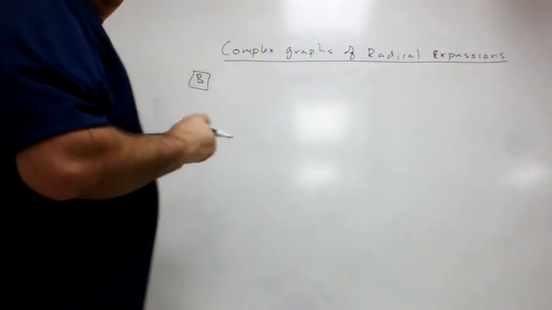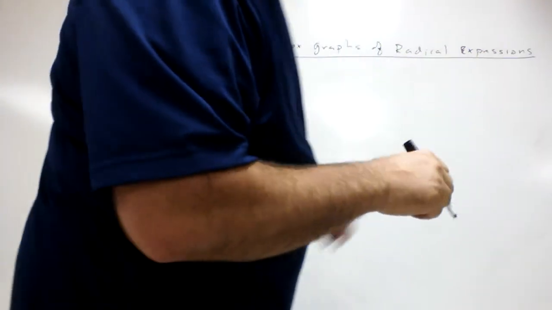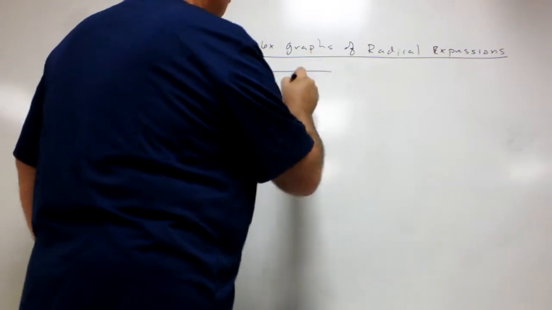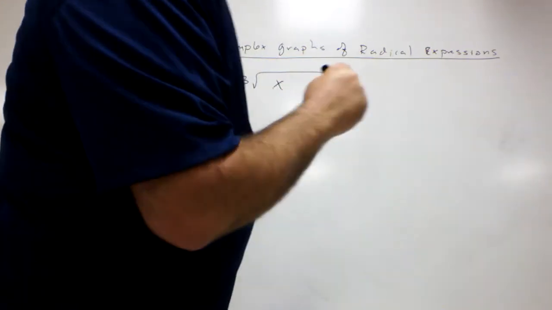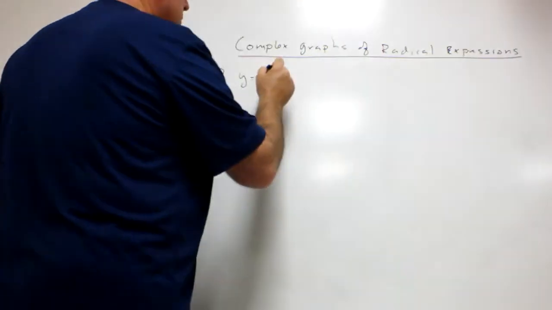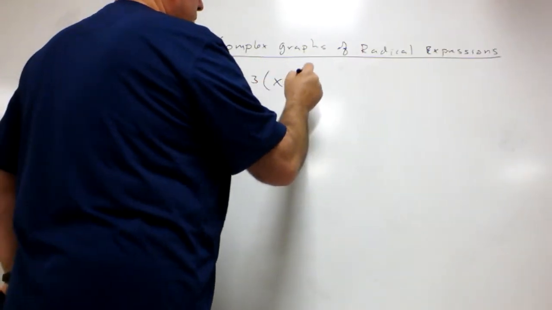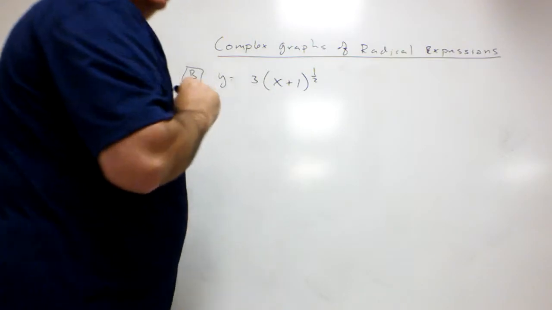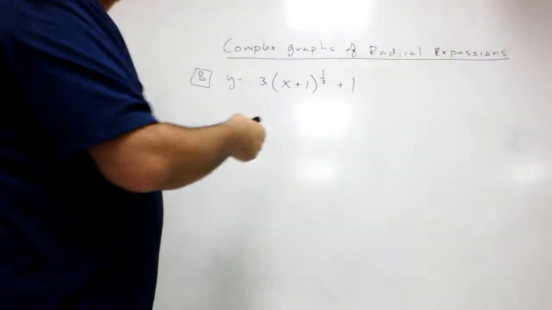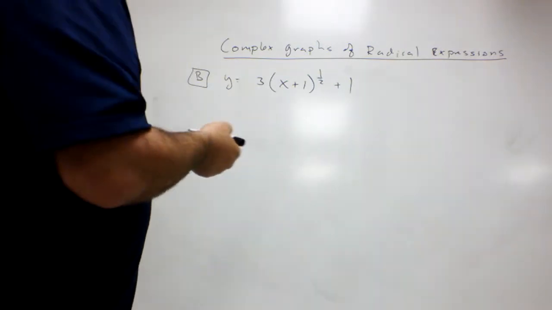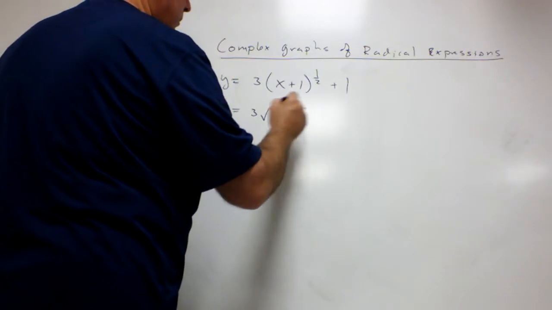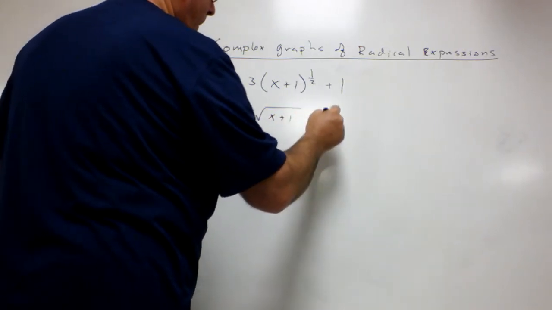So let's go to B. I'm going to show you one more, and we have y equals 3 times the square root of x plus 1. Oops. So it's going to be 3 times (x plus 1). I'm going to write it like this so that you get used to understanding the fact that when you see it to the 1/2 power, that's really what your mind should be doing. Like that.